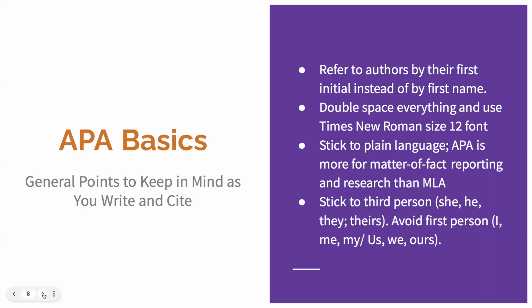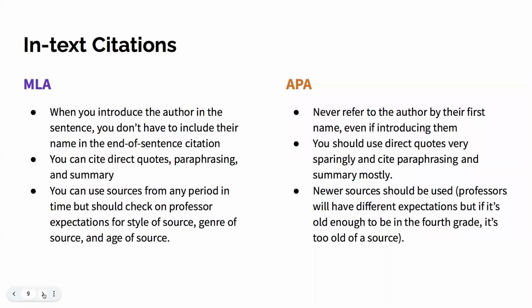Just as in MLA, you should double space everything and use Times New Roman size 12 font or one of those sans serif fonts if your professor's okay with it. Unlike MLA, you should stick to plain language, as APA is for that matter-of-fact reporting. And you should also stick to third person, she, he, they, and theirs, avoiding first person, I, me, my. The best thing to use, the most inclusive pronoun to use is they, the singular they in APA. And we'll talk more about inclusivity in a bit.